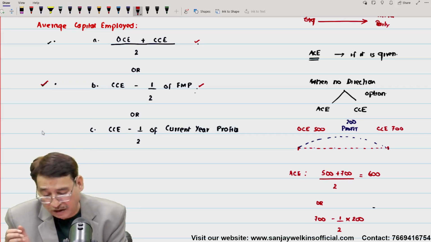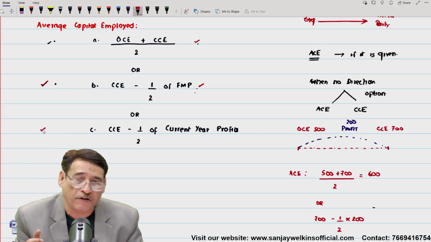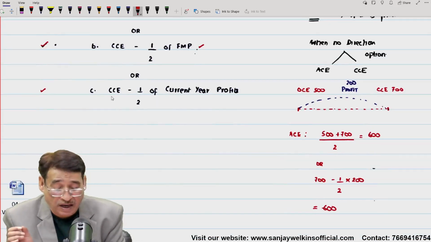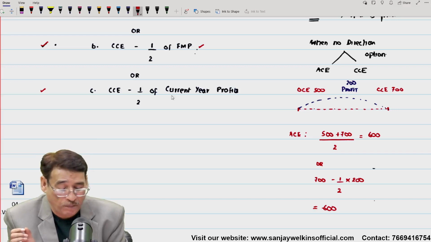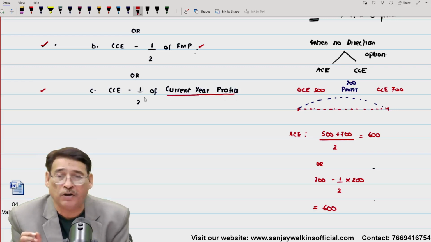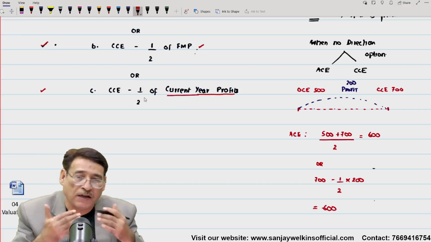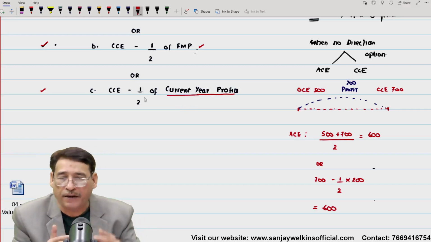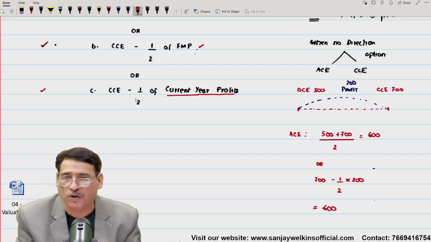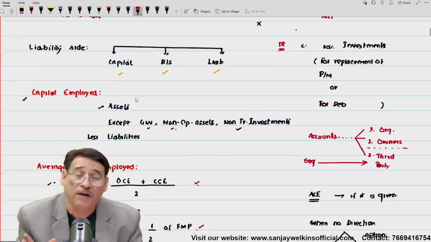And there is another version to compute the average capital employed. This time I have written closing capital employed minus 1/2 of current year profit. Generally, this methodology is adopted when profits are given in a segregated manner. When current year's profit is given, then you can also go for this particular method. Is it clear to you or not? That is how average capital employed is computed.